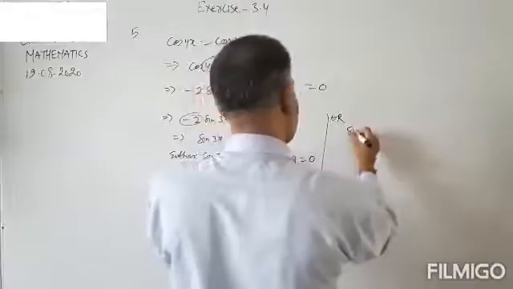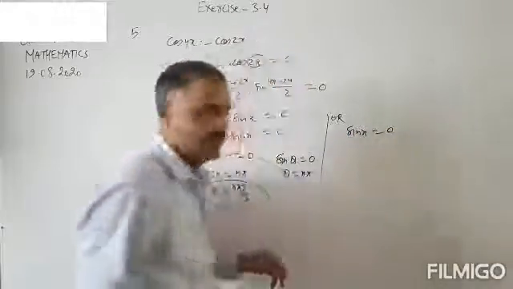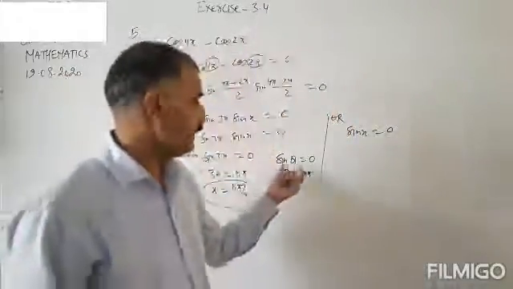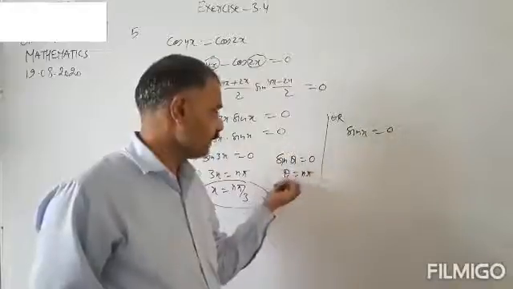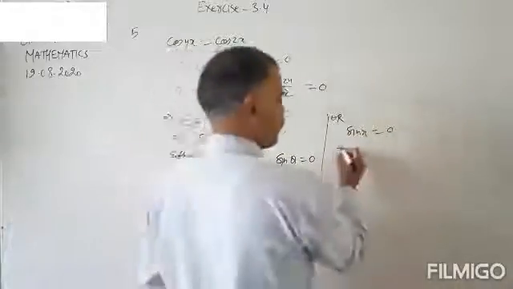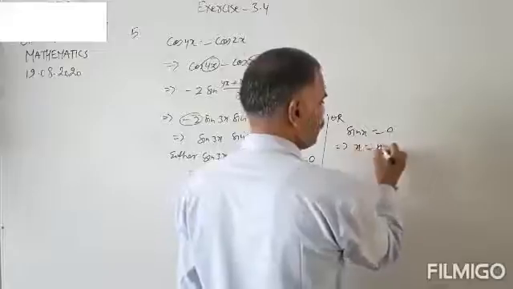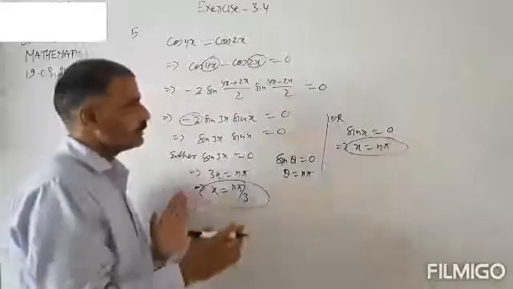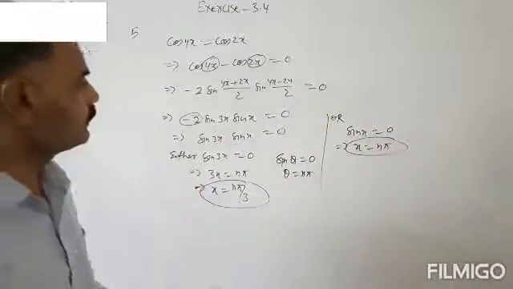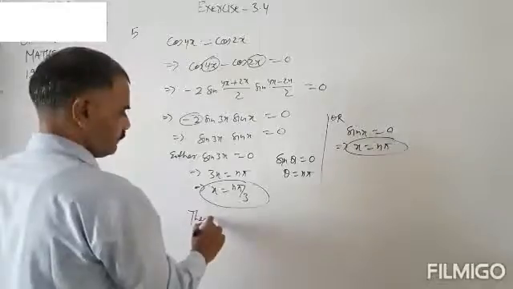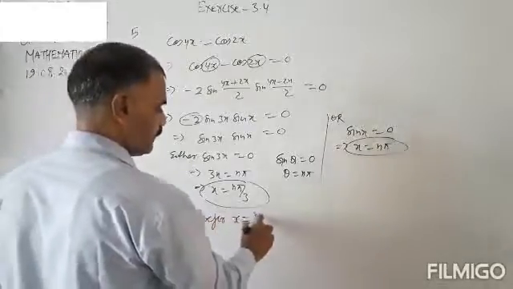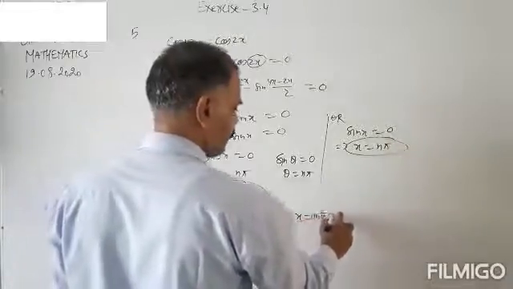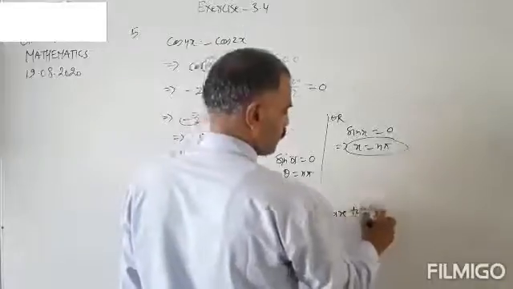That is, sin x equals 0. Similarly, sin theta equals 0 implies that theta equals n pi. So sin x equals 0 means x equals n pi. So this is another general solution. There are two general solutions of the given trigonometric equation. Therefore, x equals n pi upon 3 and x equals n pi are the two general solutions.